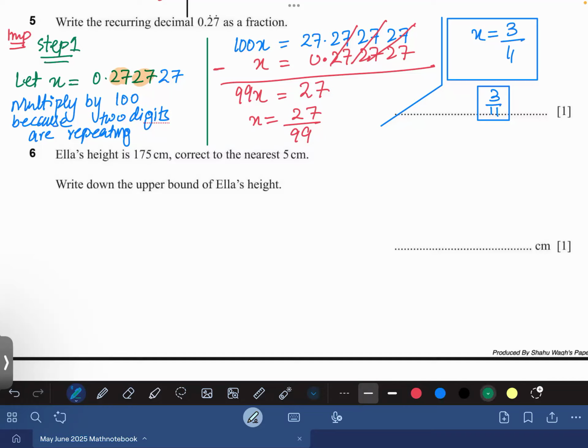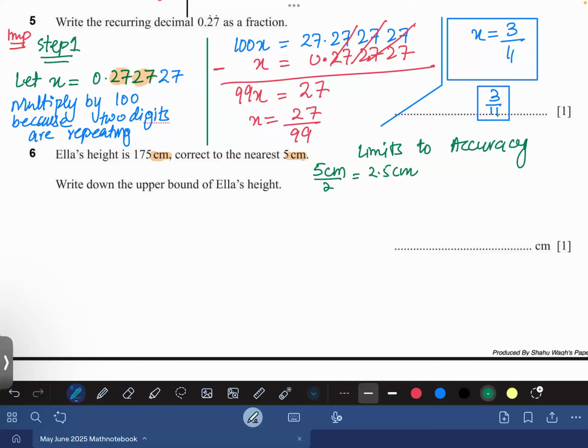So, Yamna, you can see question number 6. It says that Ila's height is 175 centimeters, correct to the nearest 5 centimeters. So, this is limits of accuracy, upper bound, lower bound. So 5 divided by 2. Very good. But look at this, beta. This is centimeter, this is centimeter. Now that's fine because same units. So 5 centimeters divided by 2 is 2.5 centimeters, La Luna.